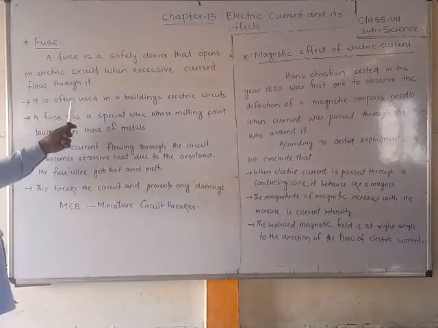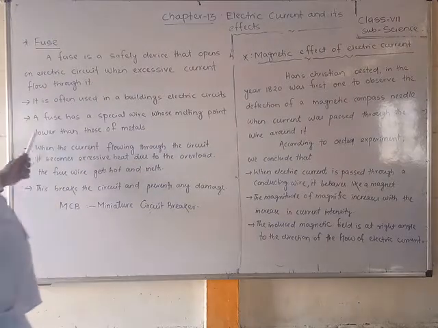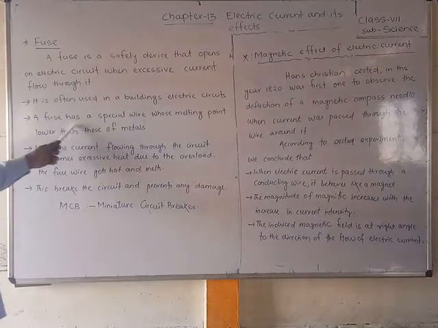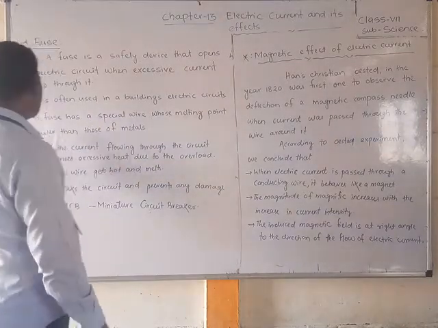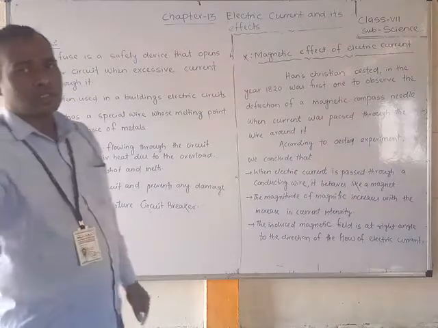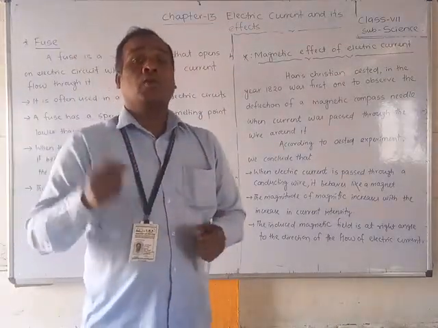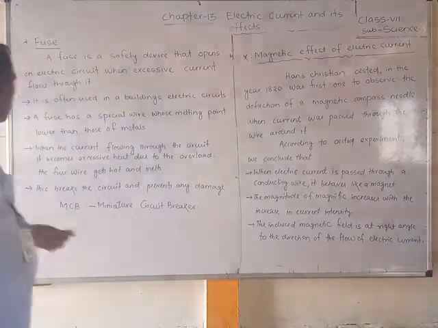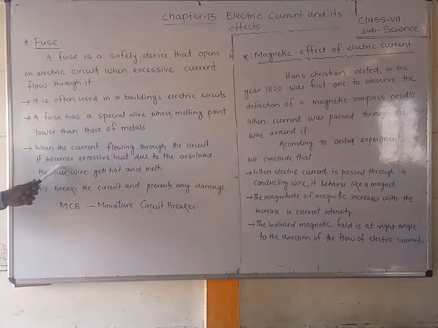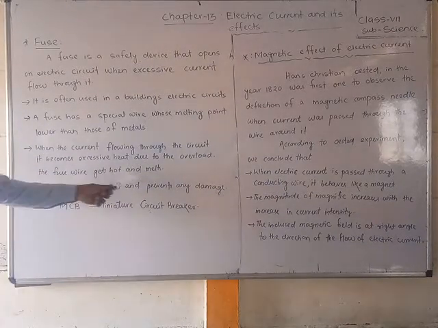It is often used in the electric circuits of buildings. A fuse has a special wire whose melting point is lower than those of the metals we use for the circuit. So this fuse wire has a low melting point. When current flowing through the circuit becomes excessive due to overload, the fuse wire gets hot and melts.